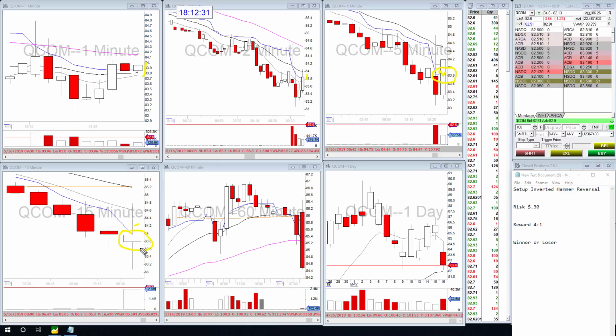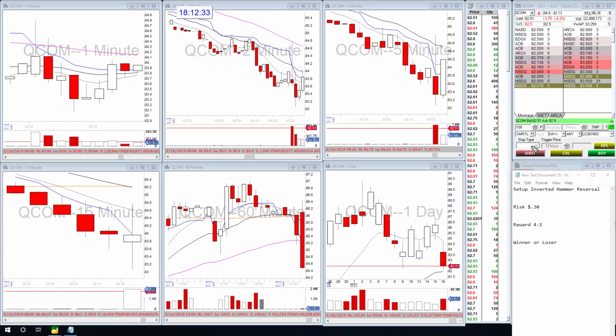That's why they're up. So 20 seconds, what do you see? Starts now. Remember to set up the risk and to reward, whether it's a winner or a loser.